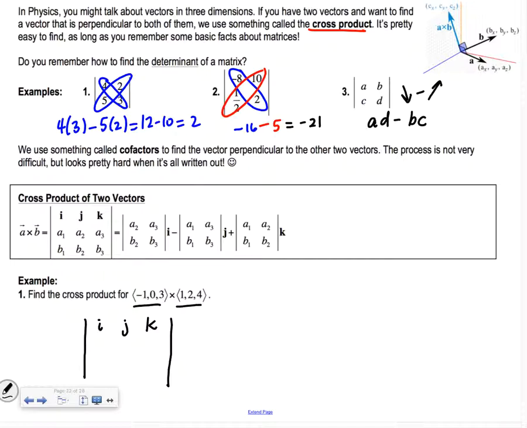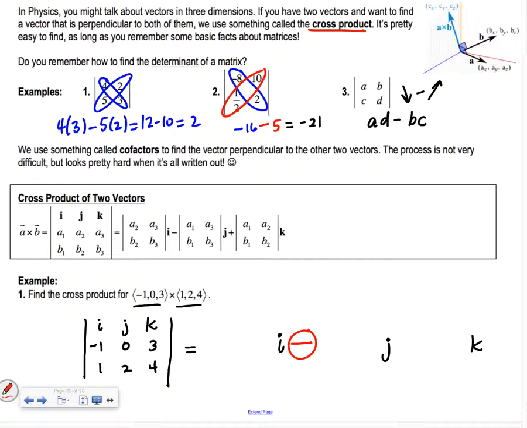Okay. So I'm going to have A1, A2, A3. So this is going to be the first vector. I'm going to have negative 1, 0, 3. Do you guys see that's the first vector? Negative 1, comma 0, comma 3. And the second vector was 1, 2, 4. We're still going to get a number in front of i, a number in front of j, and a number in front of k. But I want you to remember that the middle thing is negative. The j is going to be the opposite of the determinant that you get. So don't forget that negative.